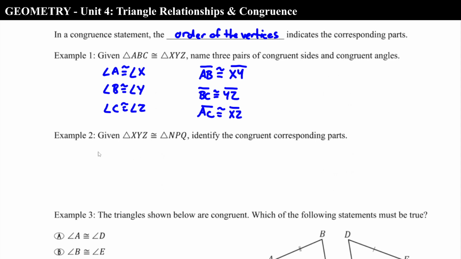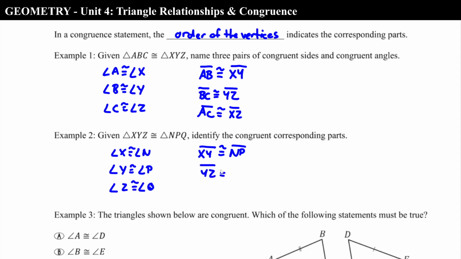Example 2 works very much the same way. Angle X is congruent to angle N. Angle Y is congruent to angle P. And angle Z is congruent to angle Q. XY is congruent to NP. YZ is congruent to PQ. And XZ is congruent to NQ.